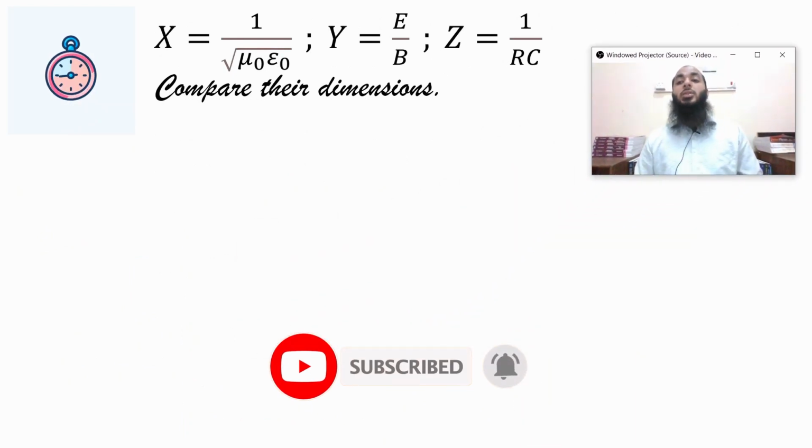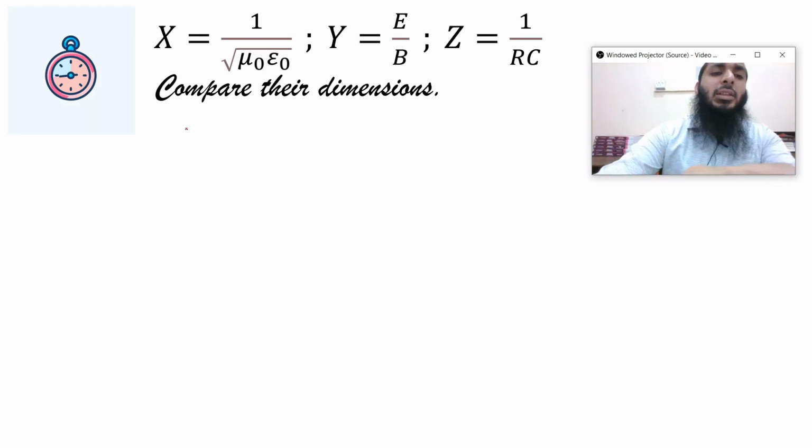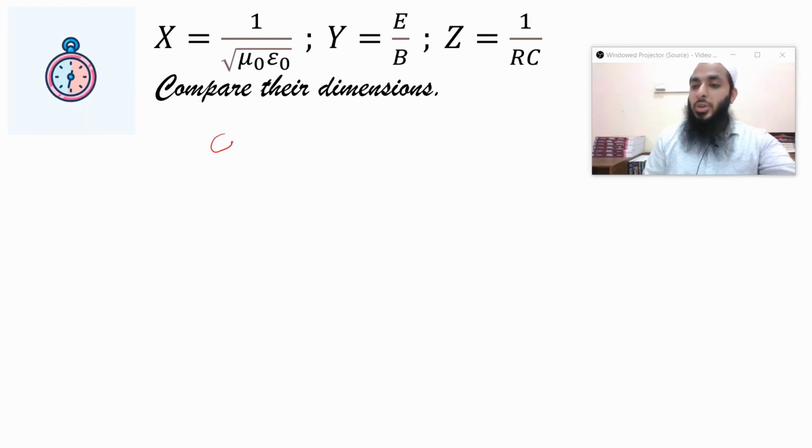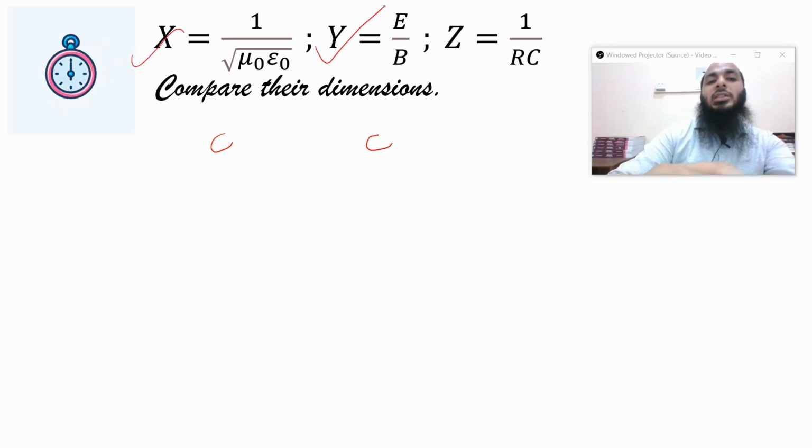Next question, it was based on units and dimensions. It's a very simple question. We know that x is 1 by root of mu naught into epsilon naught, which is nothing but c, the speed of light. Again, y is equal to E by B. Again, it's c. So the units of x and y are same.